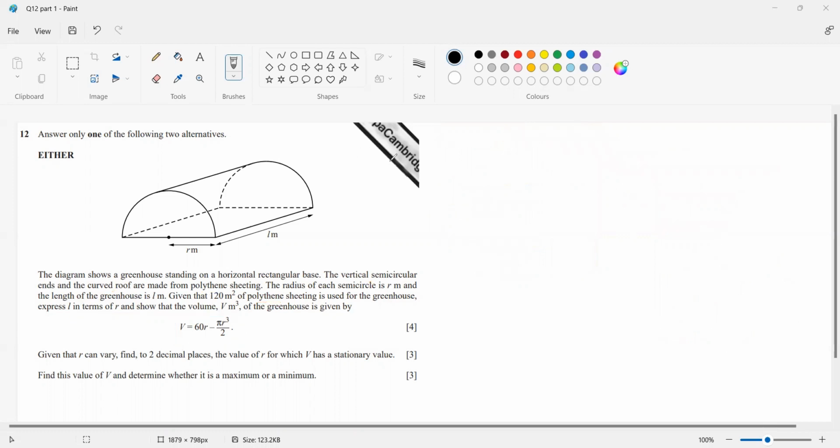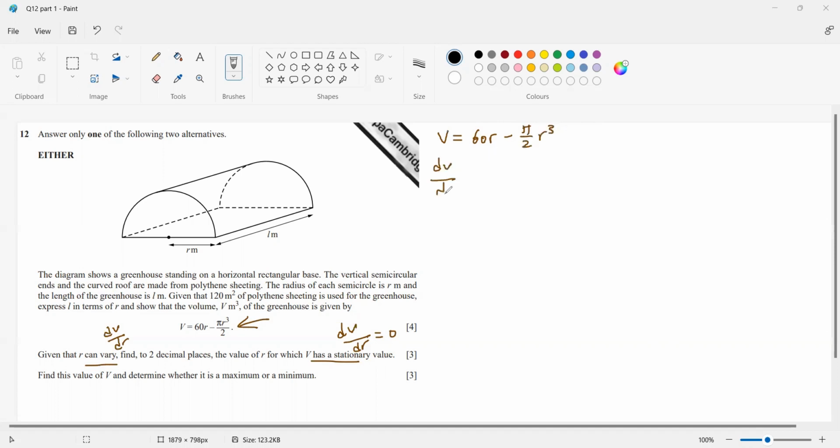Given that r can vary, we can differentiate, that's what they mean. So we can use dV/dr. Find, to two decimal places, the value of r for which V has a stationary value. So we have to find dV/dr, and for a stationary value we put dV/dr as 0. Please take note. Let's write it like this, please. So 60r, writing the proved statement from earlier, minus pi over 2 r cubed.